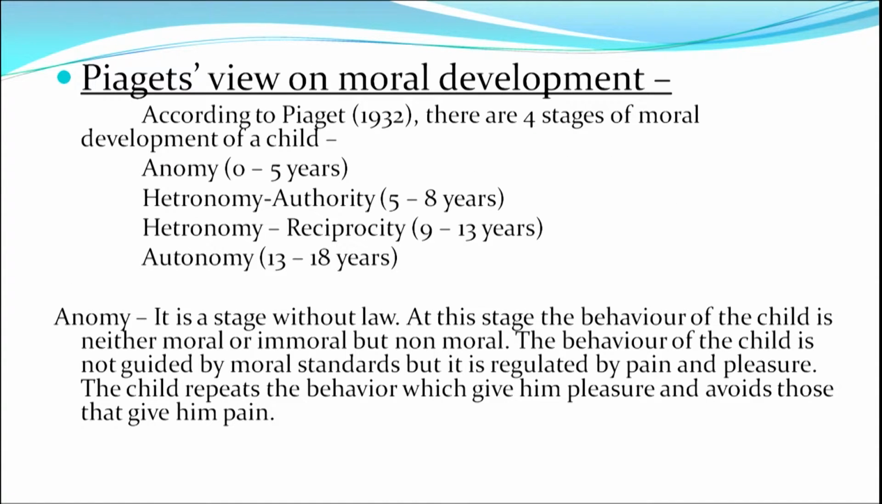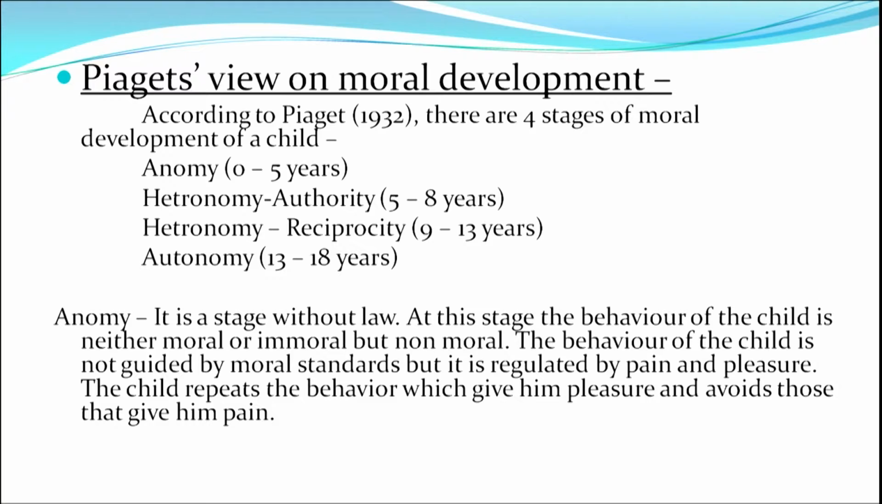Next is Piaget's view on moral development. According to Piaget, there are 4 stages of moral development of a child: anomy, heteronomy authority, heteronomy reciprocity, and autonomy. The anomy stage begins from 0 year to 5 years. Heteronomy authority extends from 5 to 8 years, heteronomy reciprocity from 9 to 13 years, and autonomy from 13 to 18 years.